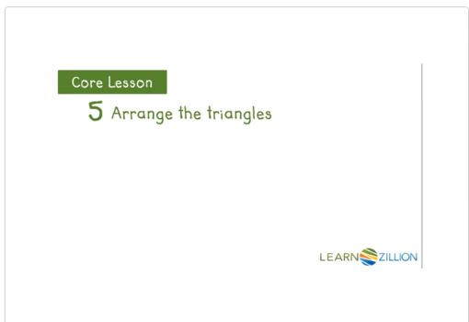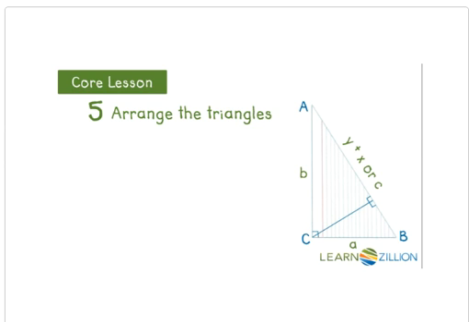So step 5, we need to arrange the triangles so that they are all oriented in the same direction. So we're going to orient them so that the right angle is in the bottom left corner. So the largest triangle here, we see that the right angle is down and the hypotenuse is labeled c, where remember that's part y plus part x. Its shortest leg is a and its longest leg is b.